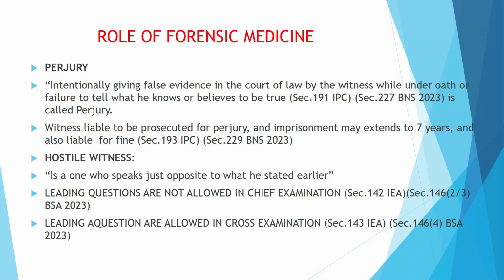Perjury: intentionally giving false evidence in the court of law by the witness while under oath, or failure to tell what he knows or believes to be true. It is section 191 IPC and now section 227 BNS 2023 is called perjury. A witness liable to be prosecuted for perjury may face imprisonment which may extend to 7 years and is also liable for fine under section 193 IPC. Hostile witness: it is the one who speaks just opposite to what he stated earlier.